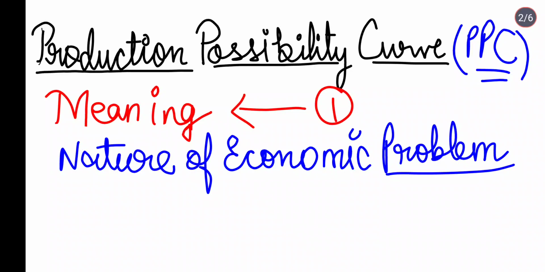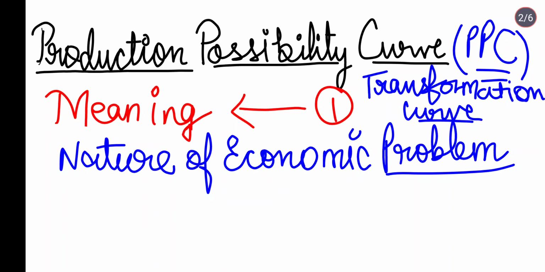Then talking about what is production possibility curve. Now there is another name to which we refer this PPC as. The other name for this curve is transformation curve. We also used to say PPC as transformation curve.